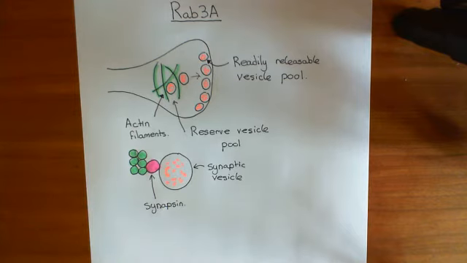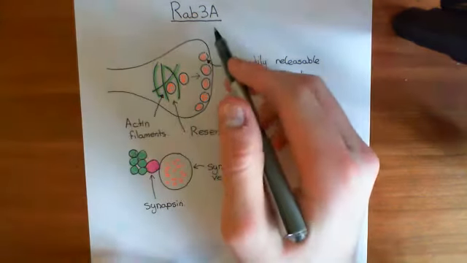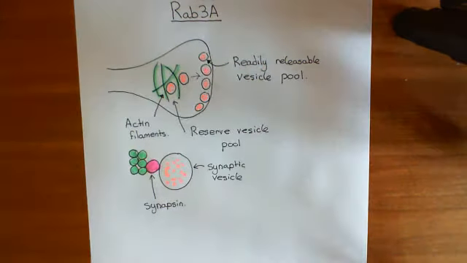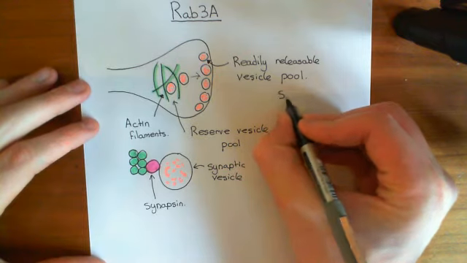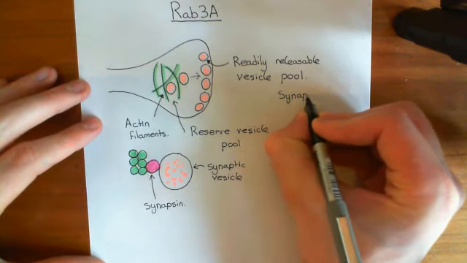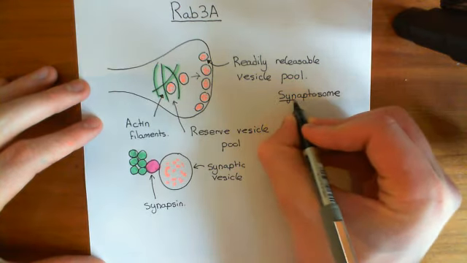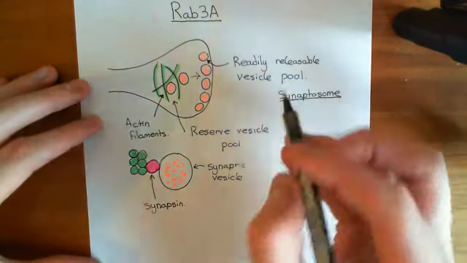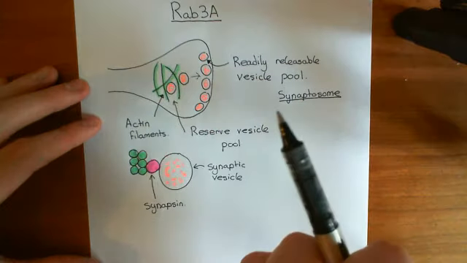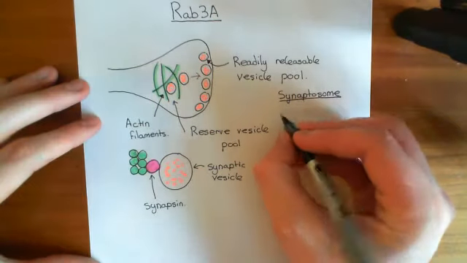Okay, now let's look at this protein Rab3A. In order to tell you how they found that Rab3A was in vesicles, I want to tell you about synaptosomes. So, a synaptosome: what you do is you take neural tissue. You take tissue containing neurons.